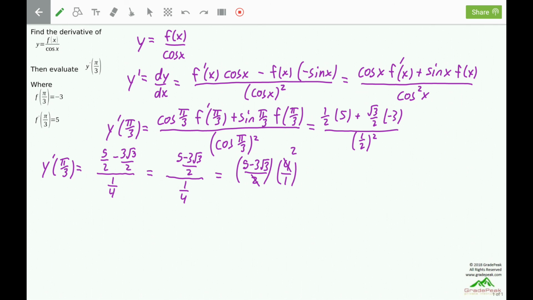Now in the numerator I'm going to distribute that 2 in, and that will give us 10 minus 6 root 3. The denominator will just be a 1, so no need to write that. 10 minus 6 root 3.